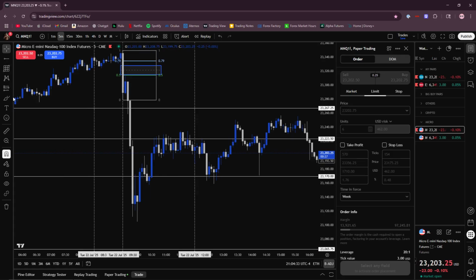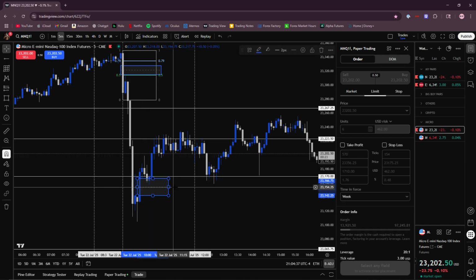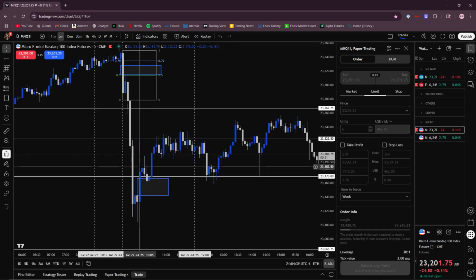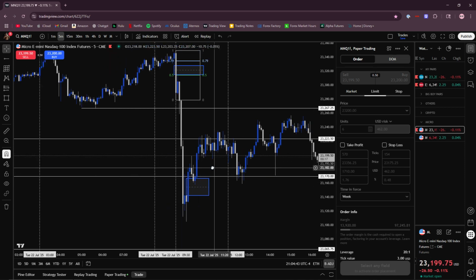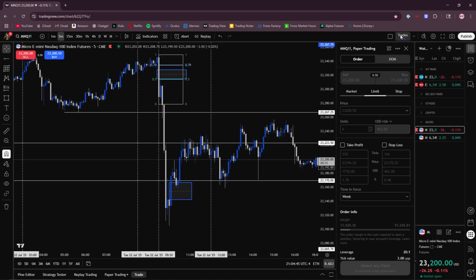If you've been trading for a while, you can see this here. It's a clean fair value gap, price pushes into there, and then a break of structure on the 1 minute. And from here, normally, if it was in line with my bias, I would long here.